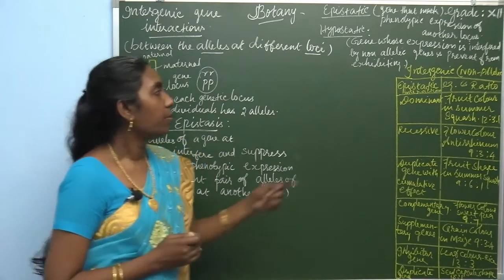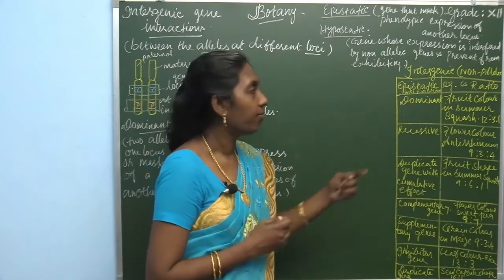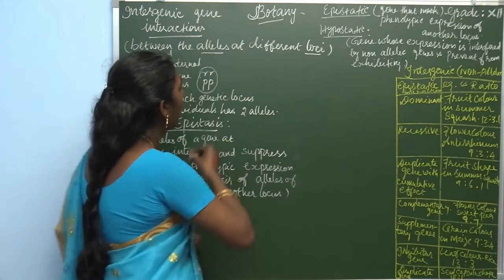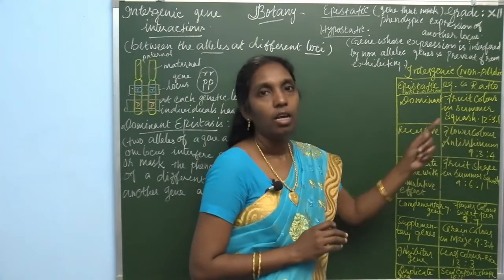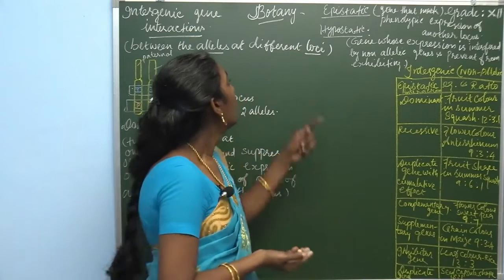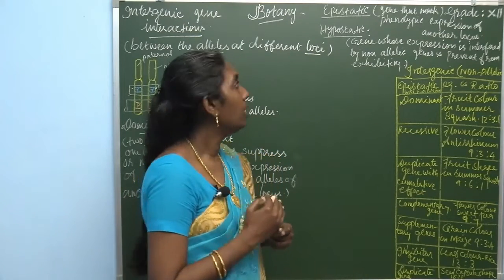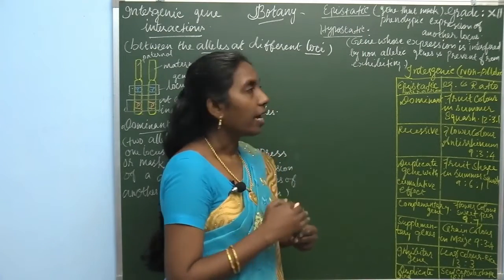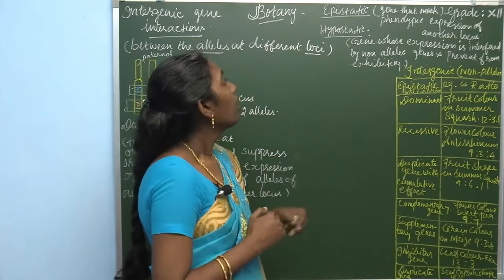So let's see the example in summer squash. In summer squash, we are taking the example of the color of the fruit. Here the parent gives the ratio 12:3:1. So in dominant epistasis, which gives the ratio 12:3:1, there are two terms you have to learn: epistatic and hypostatic. What is meant by epistatic and what is hypostatic?